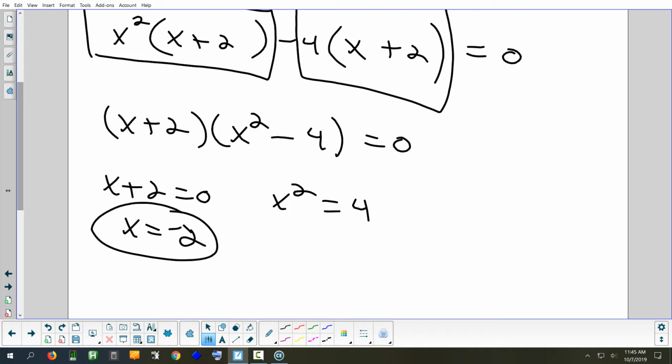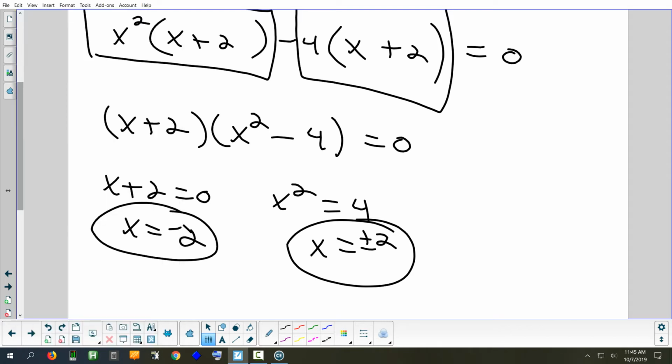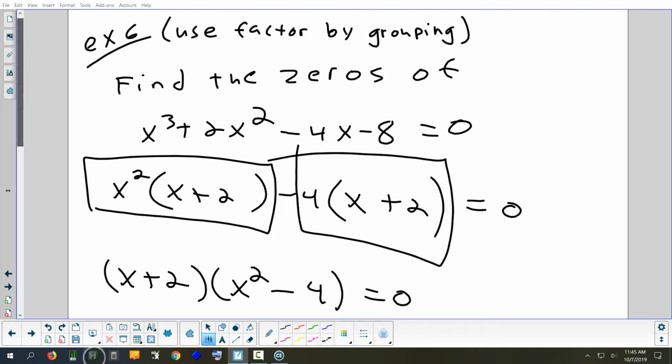And what about over there? You get 2 or -2. So how many roots does this problem have? 3. It has 3, but one of them is what we call a repeated root. So you saw what happens when you had 3 distinct roots. Watch what happens when you have a repeated root.